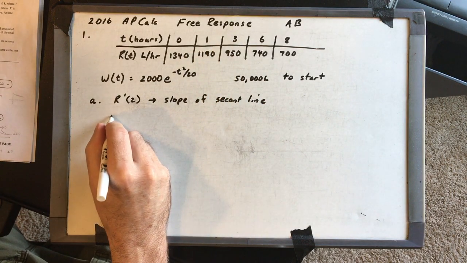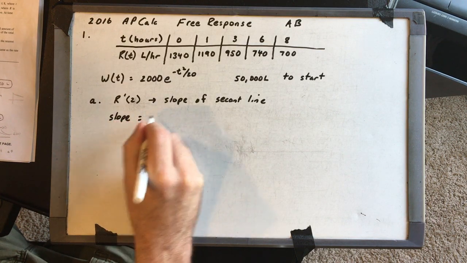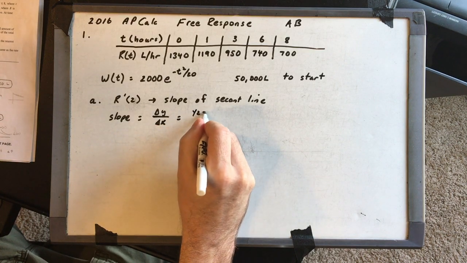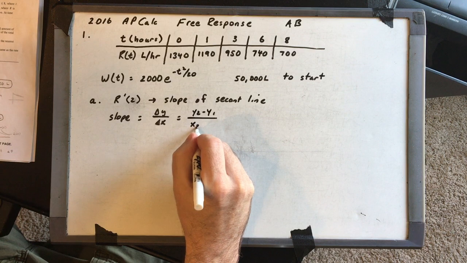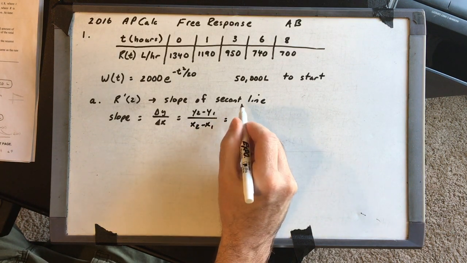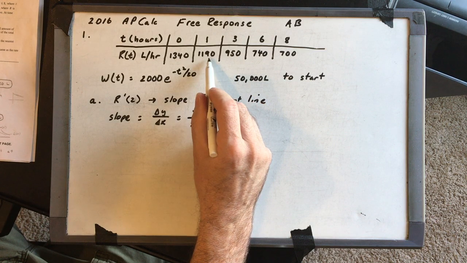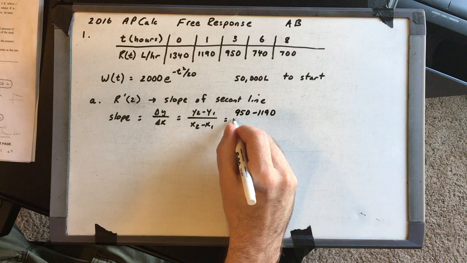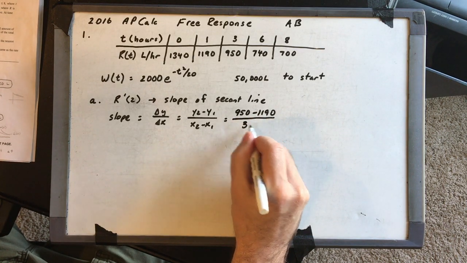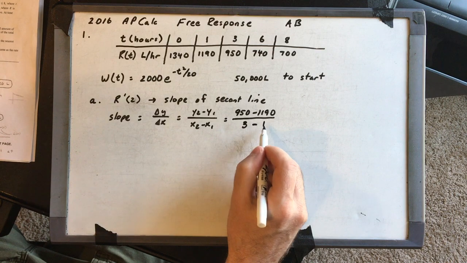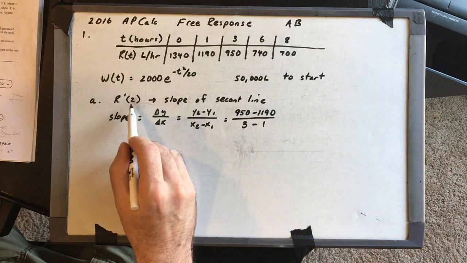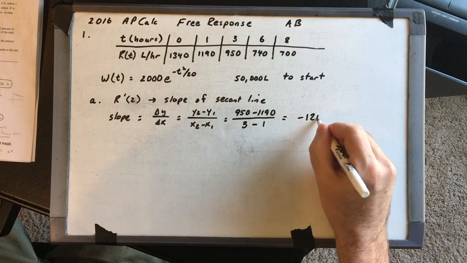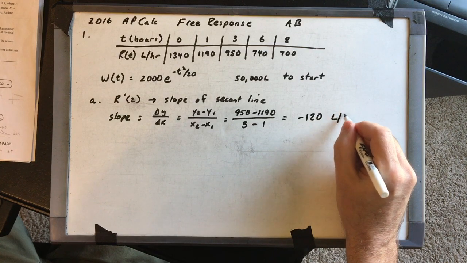Okay, so the slope is equal to the change in y over the change in x. So that's y2 minus y1 over x2 minus x1. All right, that'd be 950 minus 1190. You do get your calculator on this part, by the way. Over 3 minus 1. Those are the two values that surround 2. All right, and that's minus 120 liters per hour squared.